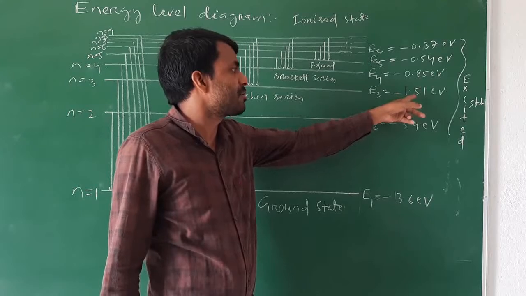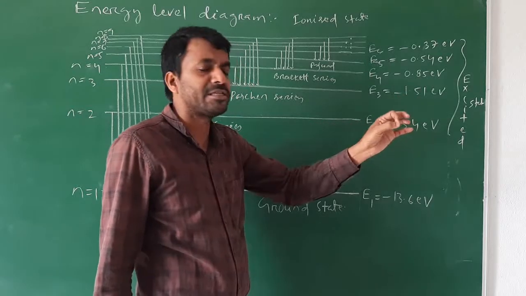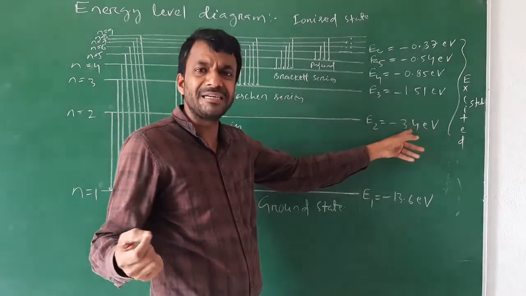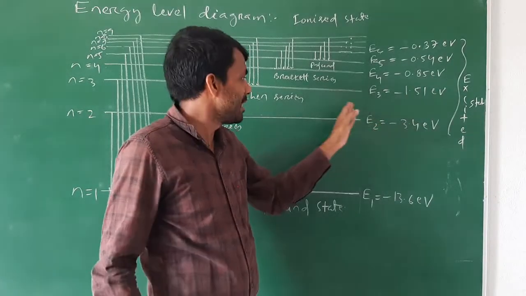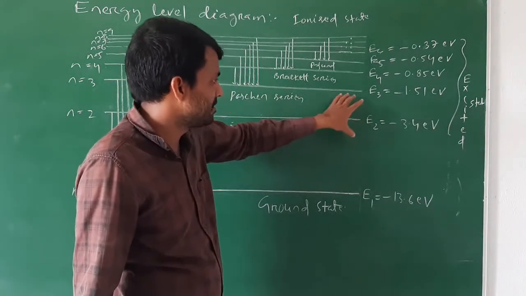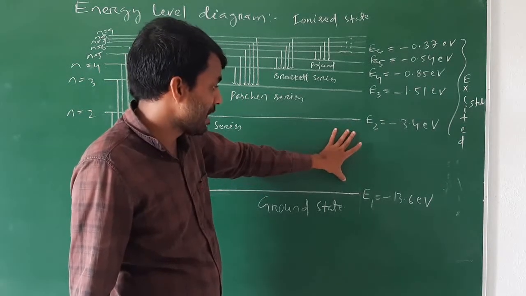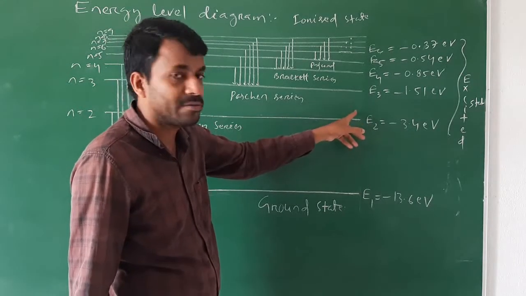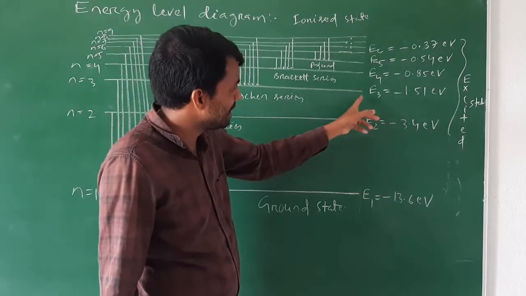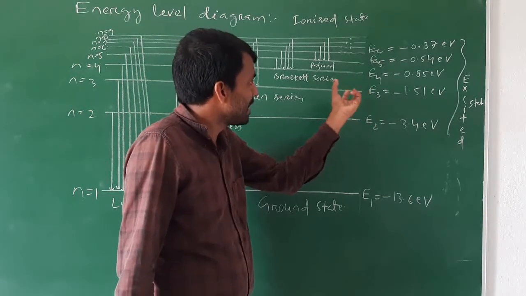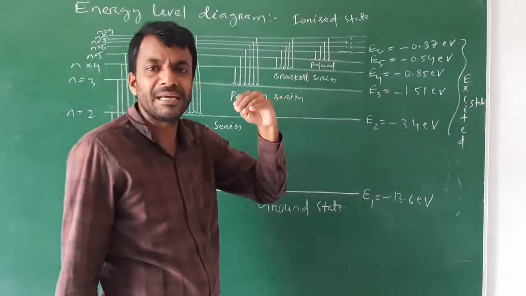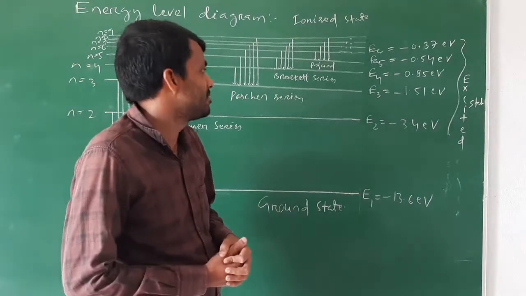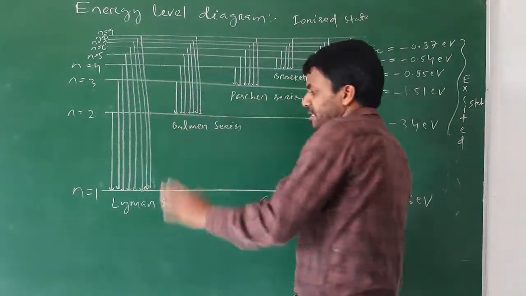Then comes E2 and E3. E3 is equal to minus 1.51, where E2 is equal to minus 3.4. Minus 1.51 is slightly greater than that of the 2 times. Therefore, the energy gap decreases from the gap between the ground state and first excited state to the gap between the first and second excited states. And then the gap will gradually decrease, and a time will come when the lines match or overlap each other. This is the Lyman series.